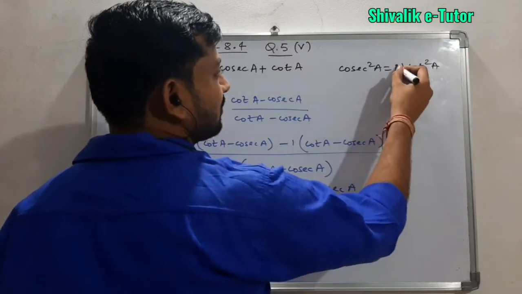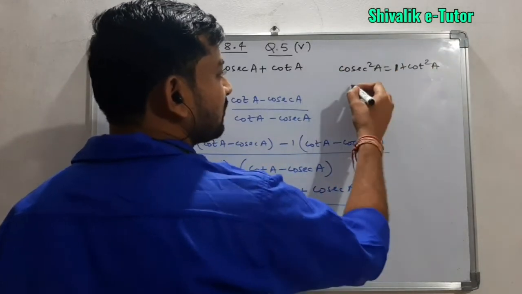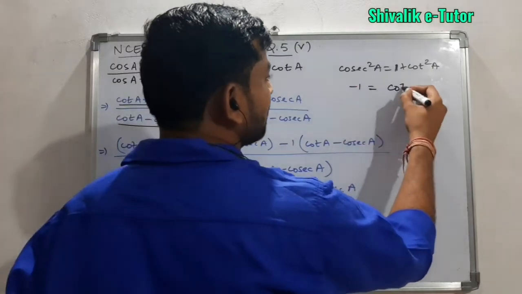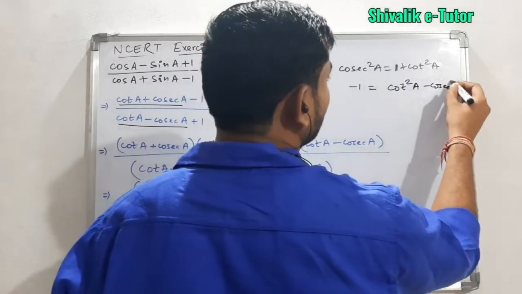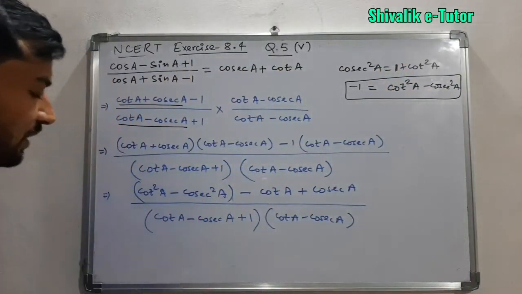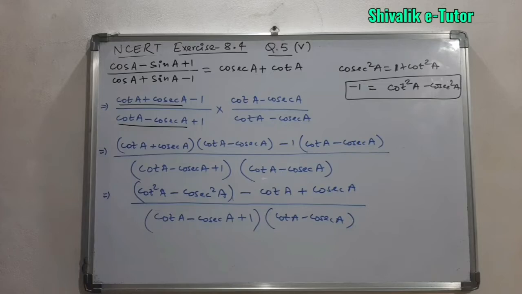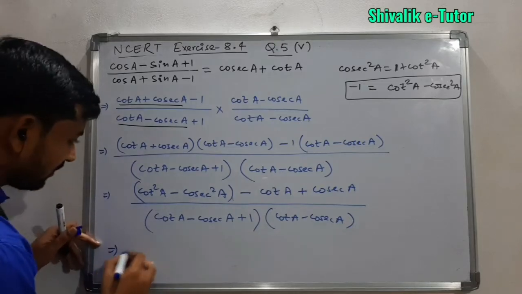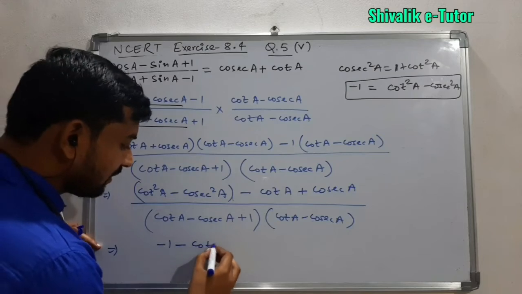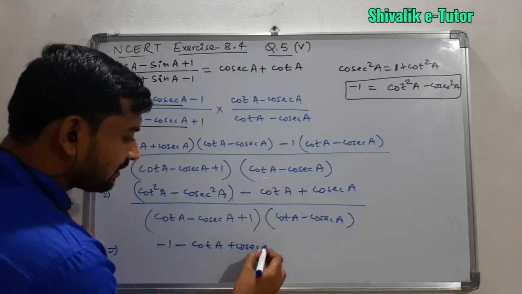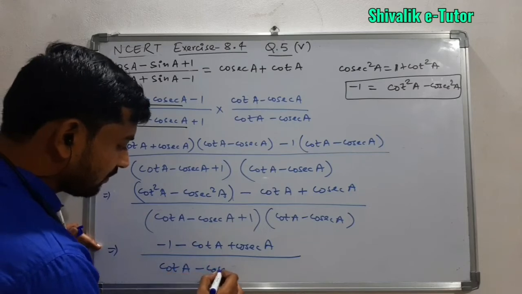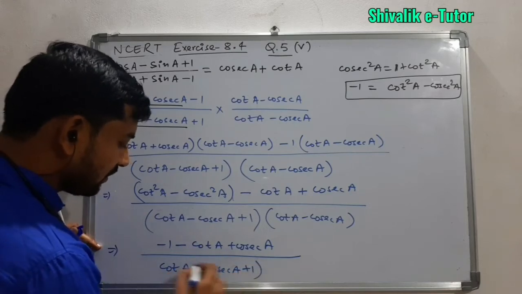So we have to carry this cosec square A to RHS, so minus 1 will come into LHS and it becomes minus 1. So cot square A minus cosec square A is nothing but minus 1, from this identity. So this bracket can be written as minus 1. So here we'll be replacing this with minus 1, and minus cot A plus cosec A upon the same thing, cot A minus cosec A plus 1.